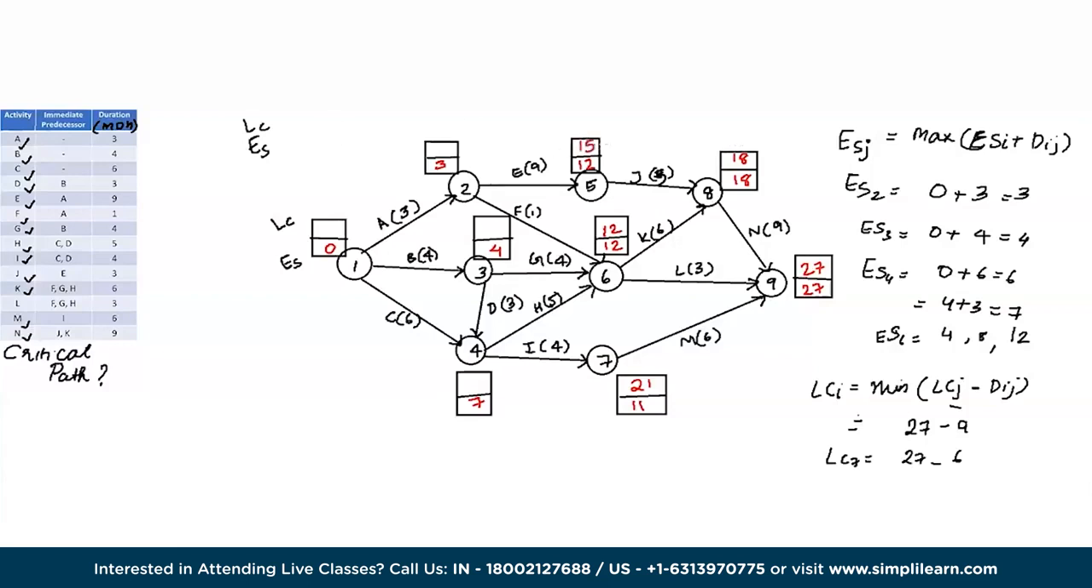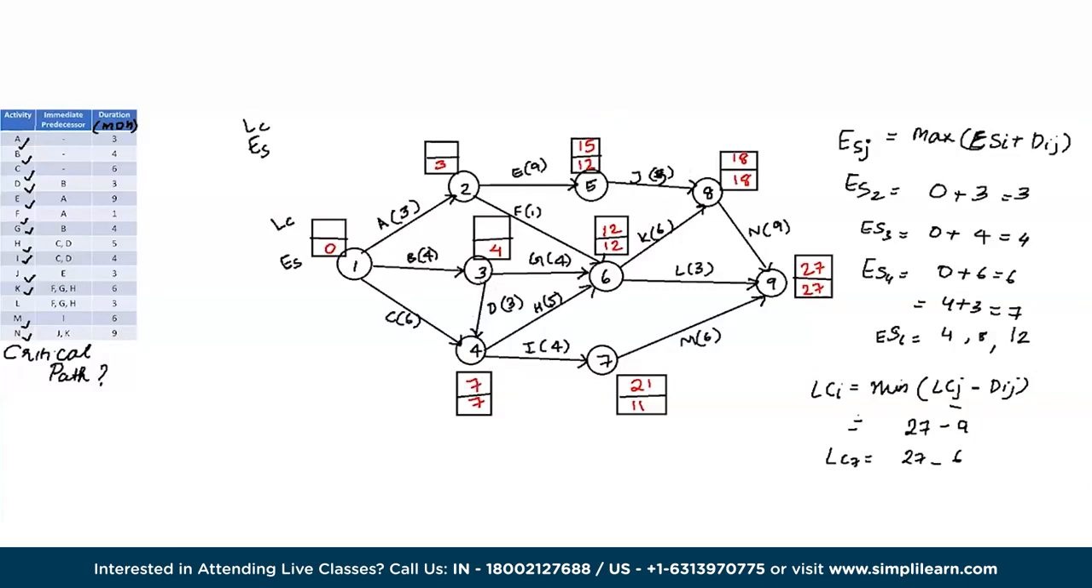Let's write that down. Let's go to node number 4, which has 2 points connecting out of it, H and I, to node 6 and 7. So let's choose among the two. So for node number 4, it'll be either 12 minus 5, which is 7, or 21 minus 4, which is 17. So which one should we choose? The minimum, which means the connection towards node 6 is the correct answer, which is 7. 12 minus 5, 7.